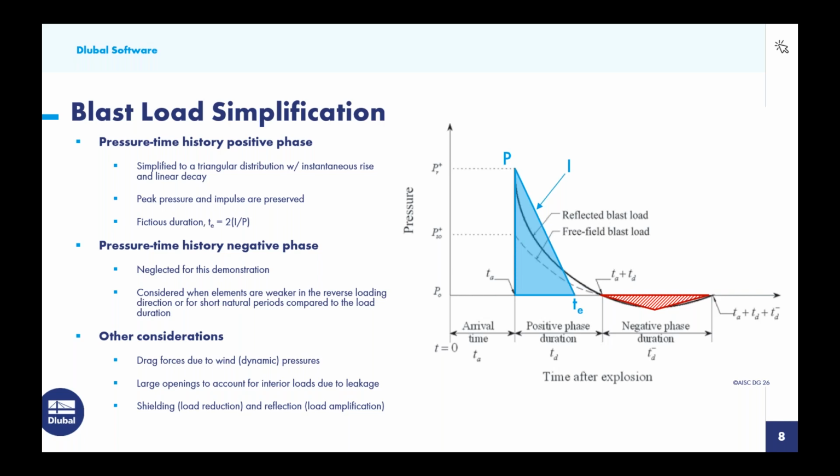Now, some other considerations that we will not be taking into account today include the drag forces due to wind or dynamic pressures. Do we have a large wind load following up along with this blast wave? And both the Design Guide 26, the UFC document, many other, I'm sure, all give consideration to these drag forces. Do we have large openings to account for the interior loads due to leakage?